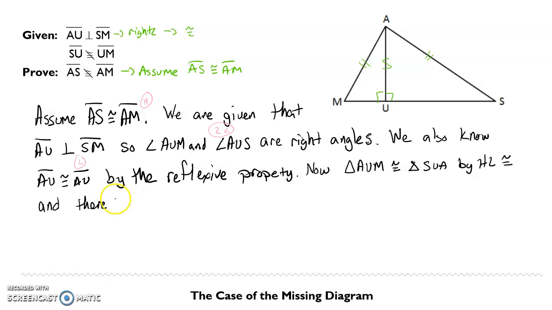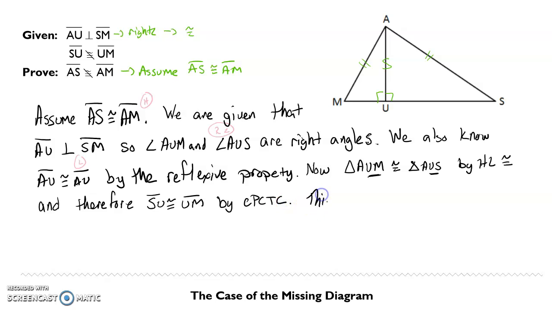here comes my contradiction. I was told segment SU is not congruent to segment UM, but it is by CPCTC. Segment SU and segment UM, did I name my triangles right? I most certainly did not. Now they are. So segment SU and segment UM are congruent by CPCTC.